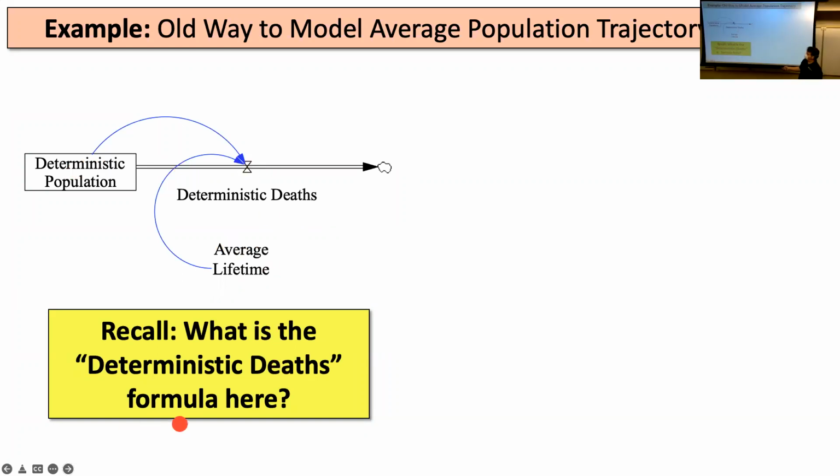So anybody have a guess for what formula I would put inside here, this deaths outflow? You've gotten some practice at this. So if this is L lifetime and this is P population, then how would I combine P and L inside this flow to get, yeah. Exactly. So the answer there was deterministic population divided by average lifetime. And that's exactly what I would do here to get the average behavior over time.